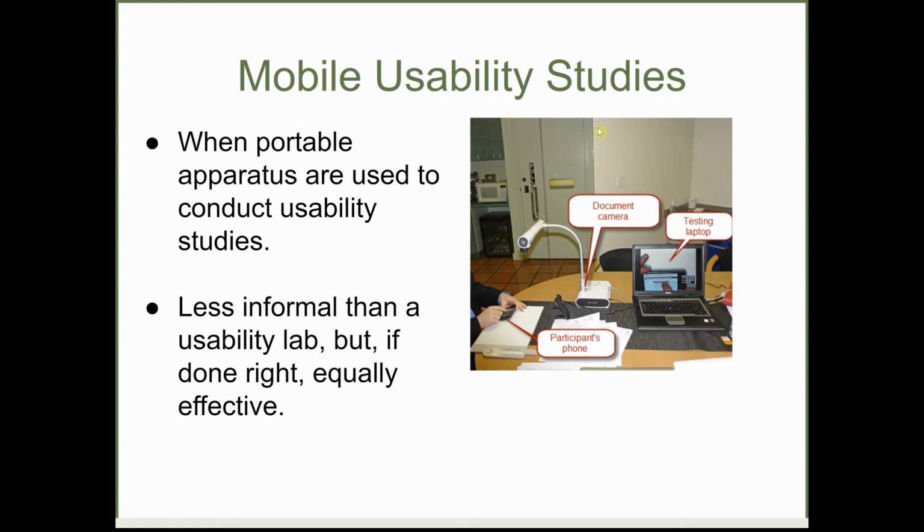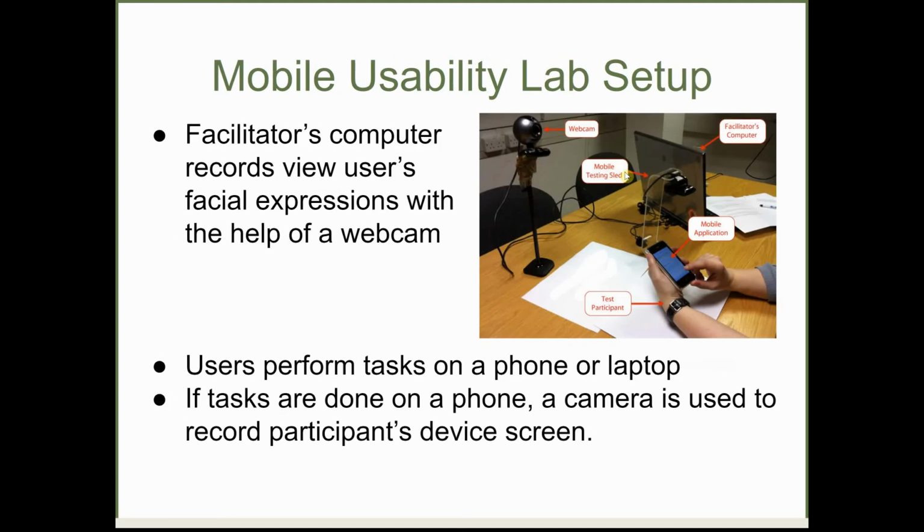usability tests. As you can see, this particular person has a document camera that can record the user's interactions on the phone. And this laptop belongs to the observer. Everything that the participant is doing on the phone is being transferred to the observer's computer, and the observer can watch closely what the user is doing with the help of the document camera here.